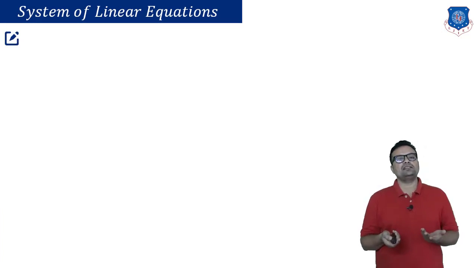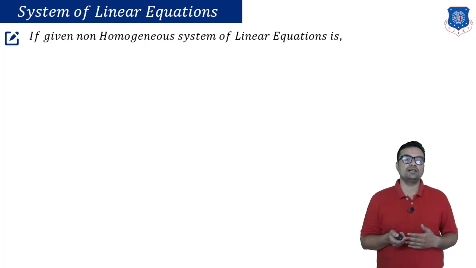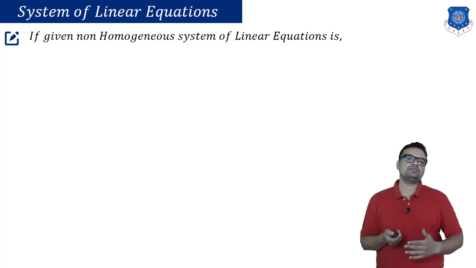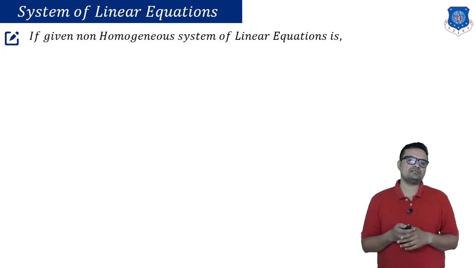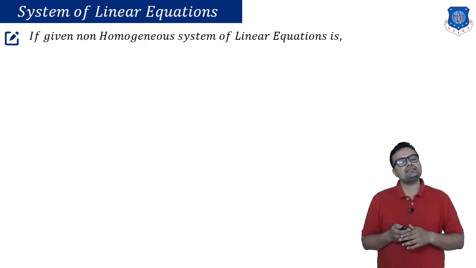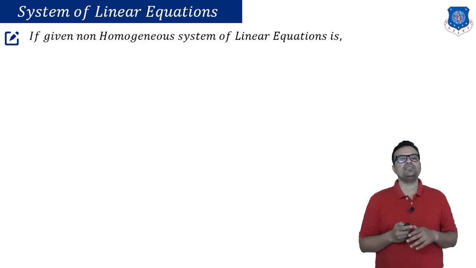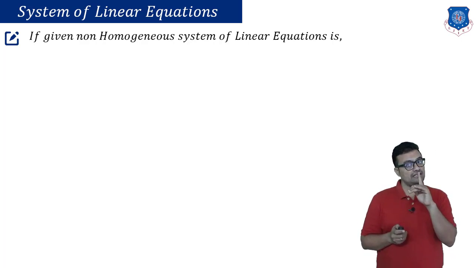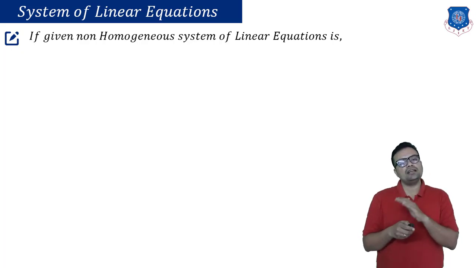Now let us consider this technique of system of linear equations. We have two different possibilities of linear equations. One is homogeneous system, another is non-homogeneous system. Homogeneous system means on the right hand side of the equation all entries are 0. But if at least one entry on the right hand side has a non-zero value, that system is known as non-homogeneous system.